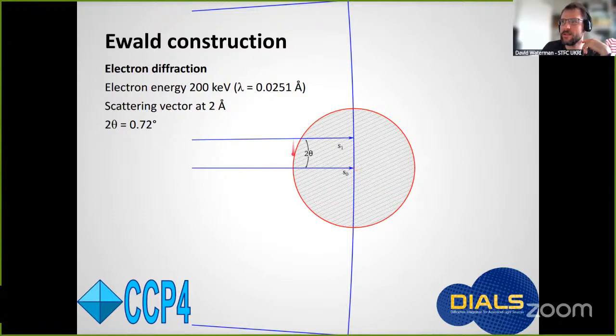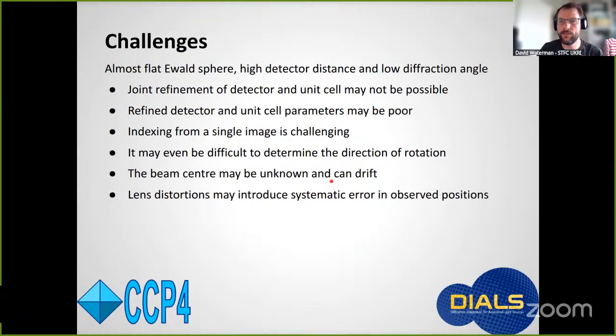And also, there's hardly any difference in the scattering angle between the rays, which means that the detector distance is very poorly determined by the data. So you can move the detector in and out, and it hardly affects the positions of the spots. So that's the real challenge in the geometry: it's the almost flat Ewald sphere and the very low diffraction angles.